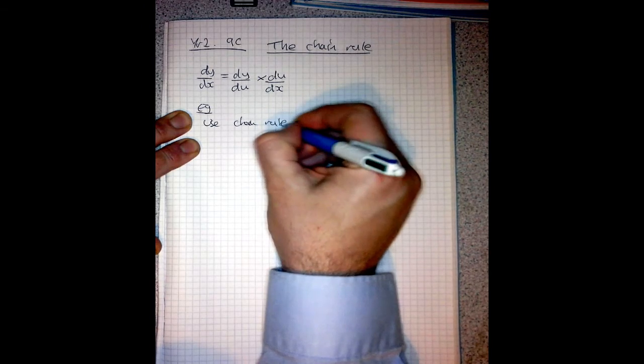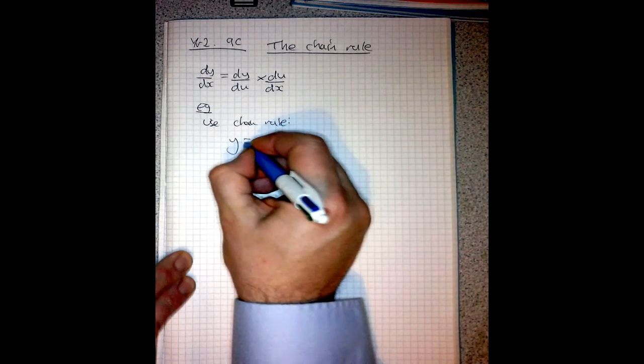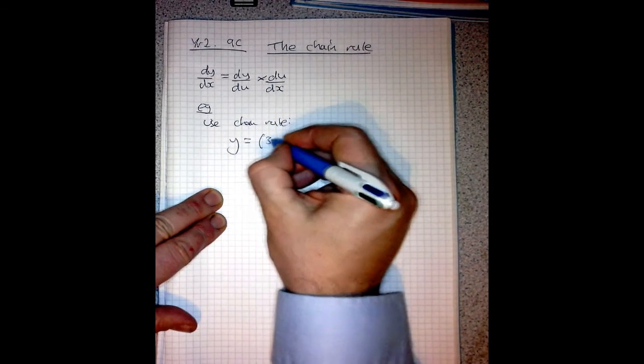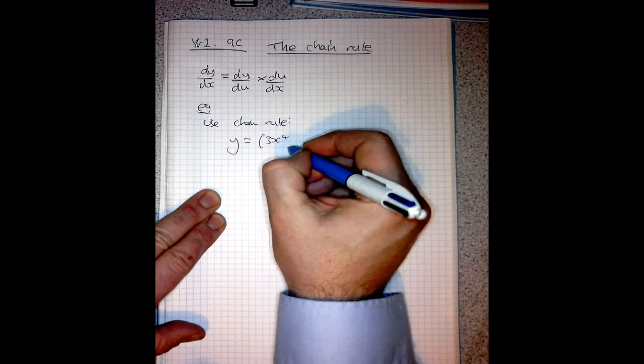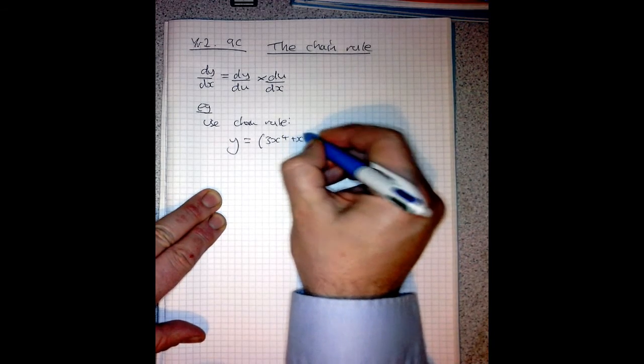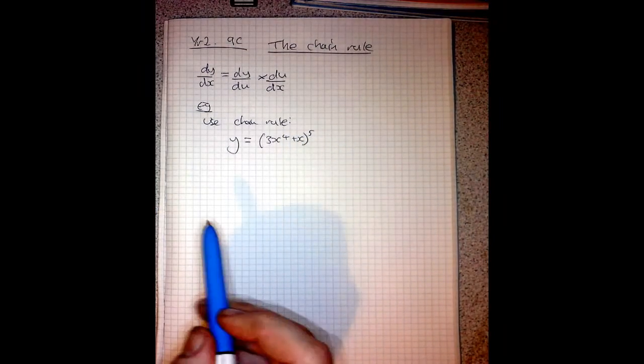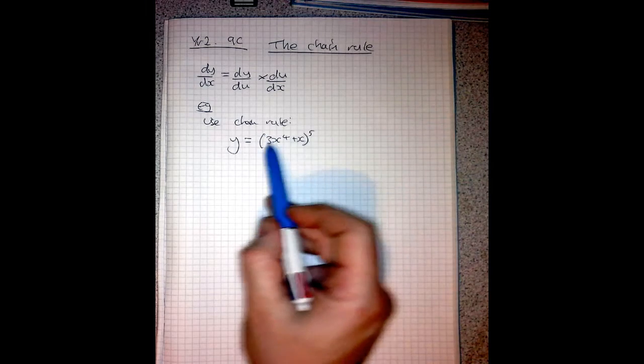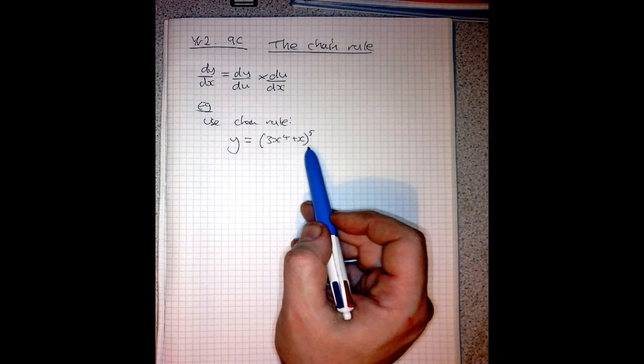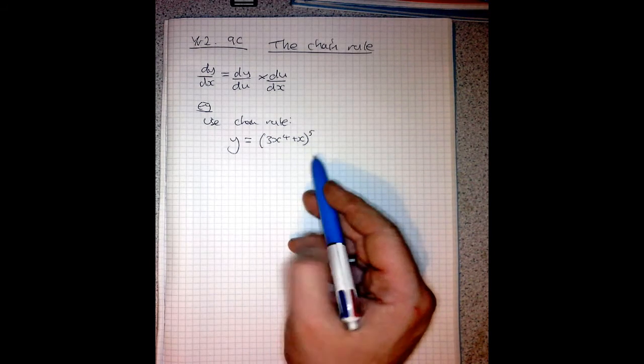what I can say is use the chain rule to differentiate y equals (3x to the 4 plus x) to the 5. Now I've got a few choices here. I could expand this using the binomial expansion, but I don't need to.